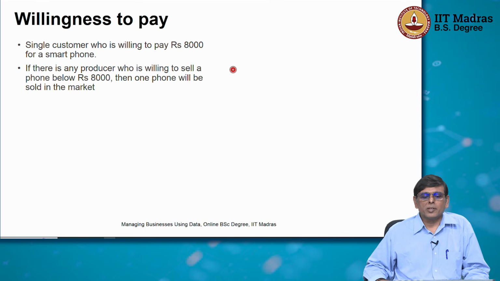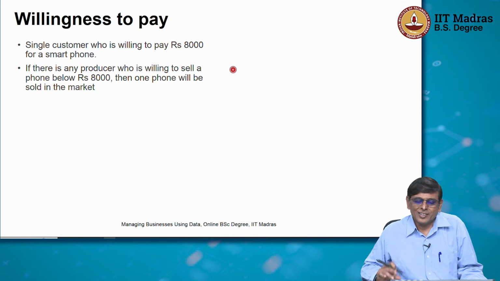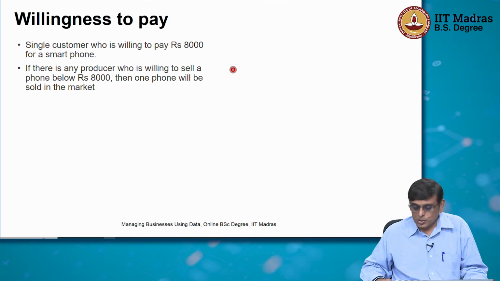Let us say a single customer wants to buy a mobile phone, and this customer is willing to pay 8,000 rupees for this smartphone. Up to 8,000 rupees they are willing to pay. If it's 7,000, that's good. If it's 5,000 rupees, even better, but not more than 8,000 rupees. If the price is 9,000, the customer is not going to buy it because they don't have the ability to pay 9,000 rupees. So they don't want to buy it.